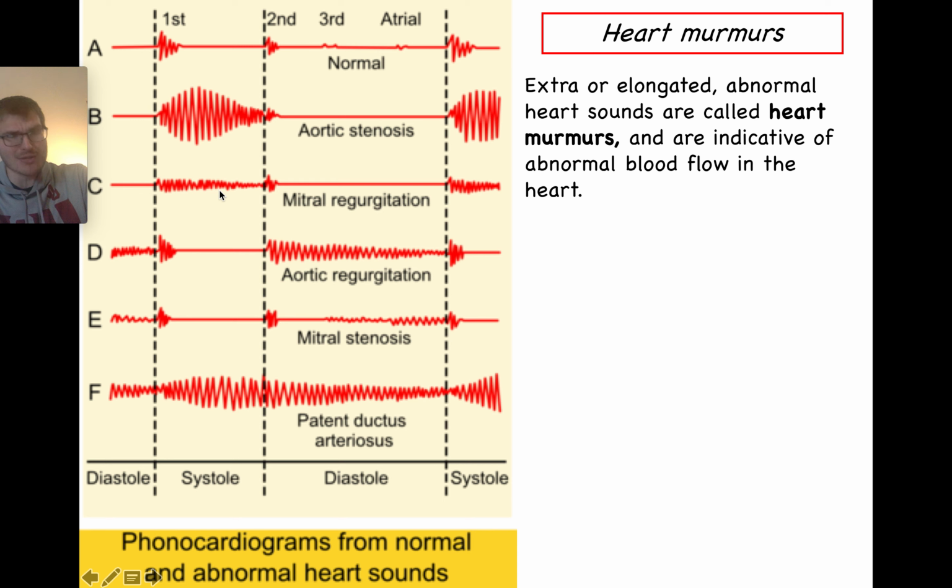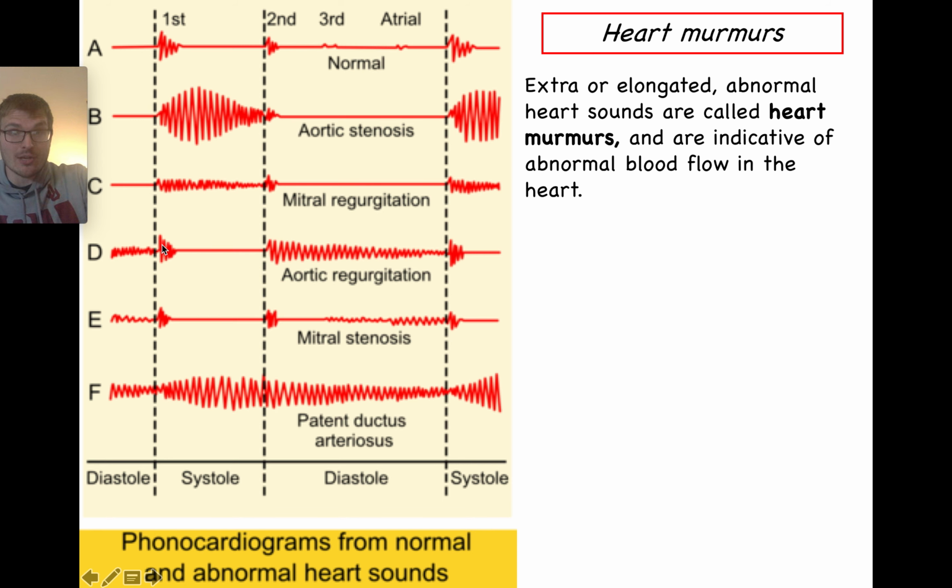There's a problem with the mitral valve, one of those AV valves, meaning essentially it's not closing all the way, and as blood regurgitates back into the atria, that tissue flaps in the wind, or flaps in the blood, which produces that extra elongated sound.